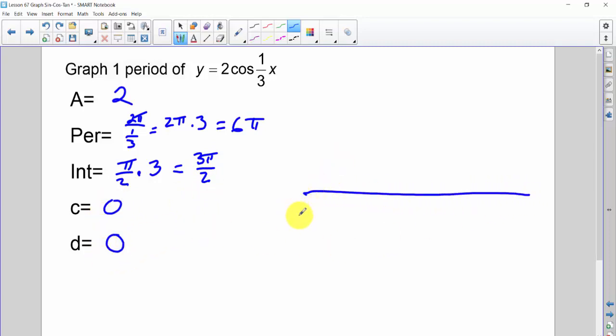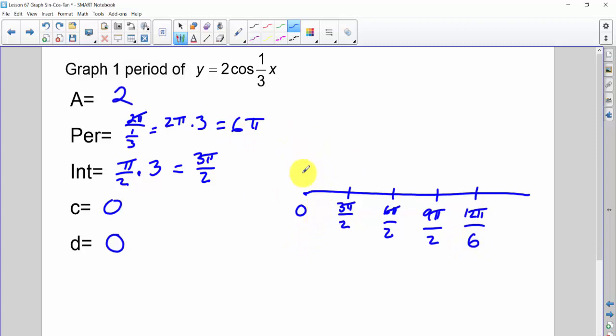Again, it's a cosine graph, so I'll start at 0. I'll move in intervals of 3 pi over 2, so here's 3 pi over 2. Add 3 pi over 2 to that. That's 6 pi over 2, 9 pi over 2, and 12 pi over 2, which happens to be 6 pi.